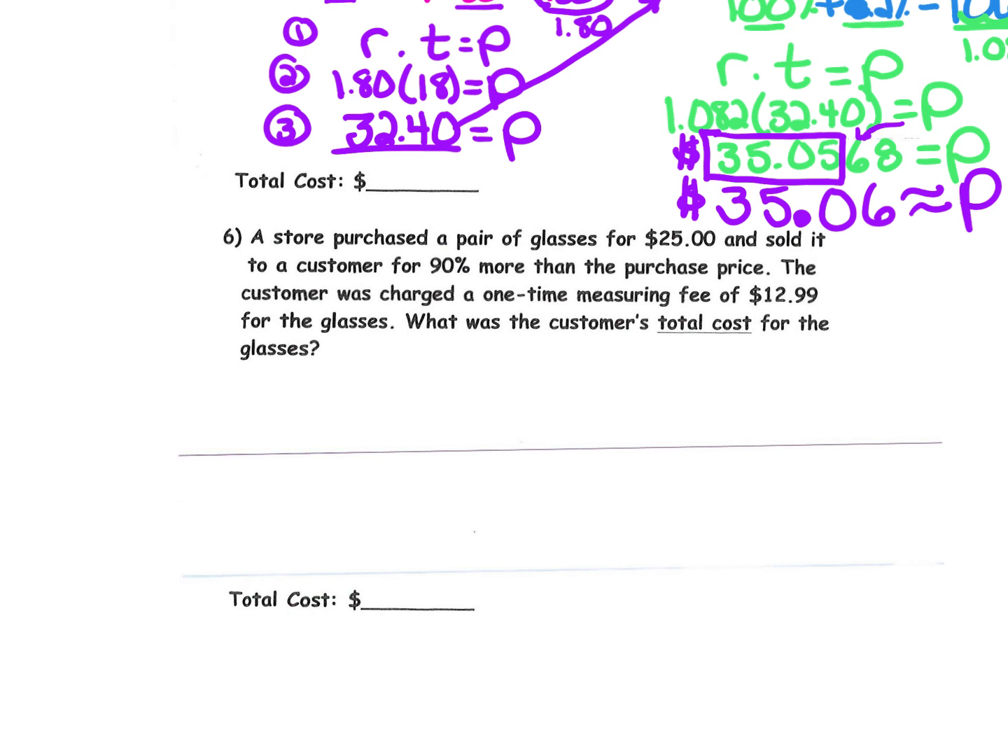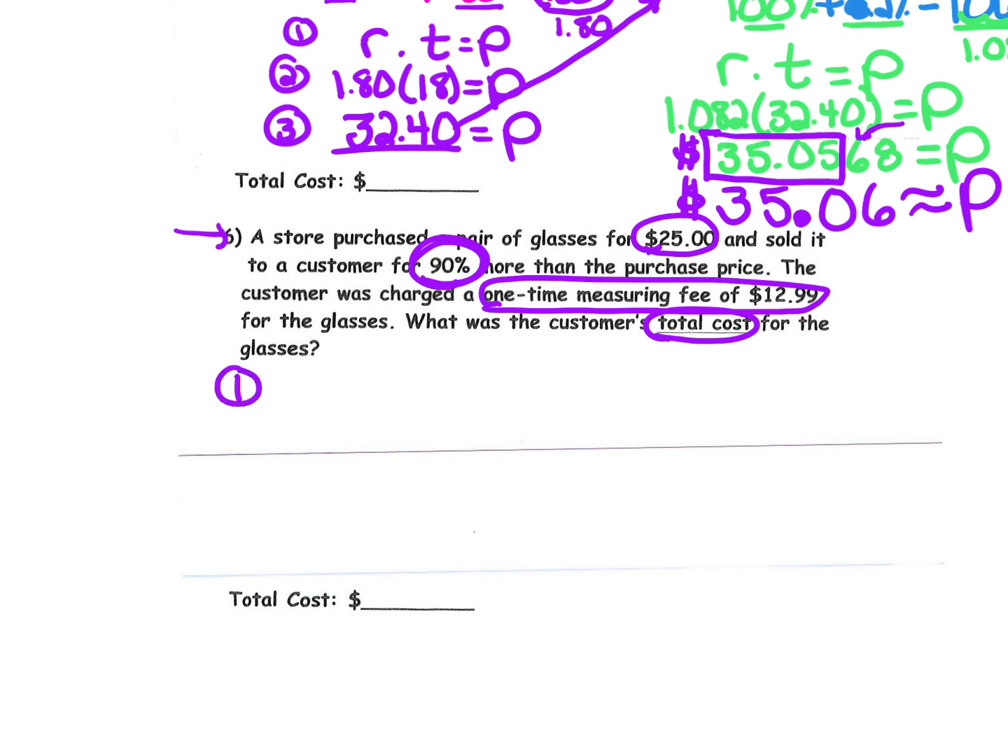Problem number 6 is a single tape diagram question, and you're going to add a flat fee in step 2. Let's take a closer look and discuss it. Number 6. A store purchased a pair of glasses for $25 and sold it to a customer for a 90% markup, or more than the purchase price. The customer was charged a one-time fee of $12.99 for the glasses, a measuring fee. What was the customer's total cost?